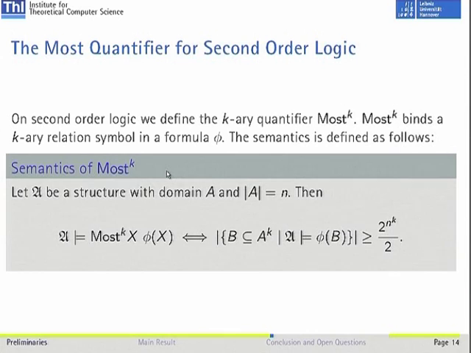Okay, and on the second order logic side, we define the most k quantifier, where we have a structure and a domain, and this most k quantifier binds a k-ary relation symbol, and it's true if and only if we count the possible relations for phi. And if at least half of them satisfy phi, then the most quantifier is satisfied. So 2 to the n to the k is the number of all possible relations, which I can apply here. And we say at least half of them have to satisfy phi.